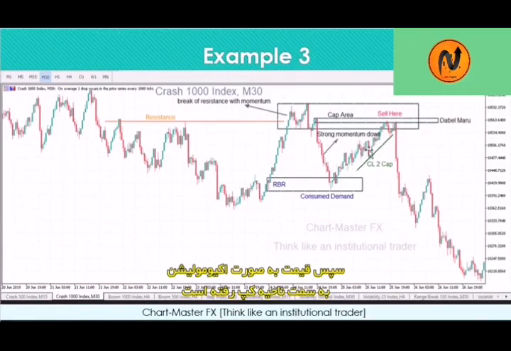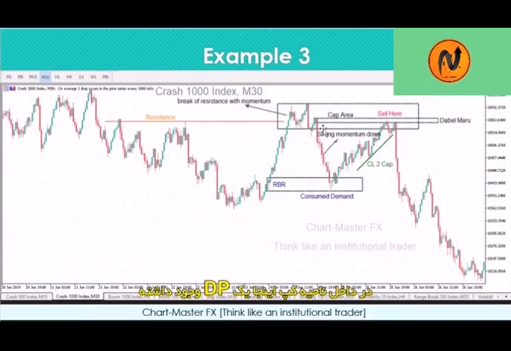form of accumulation. The price started to accumulate until it reached the cap area. And inside the cap area, there was a decision point here, DM, guys, DM type 1 here. There was a DM type 1, guys. Then you can sell here and you put your stop loss just above here.